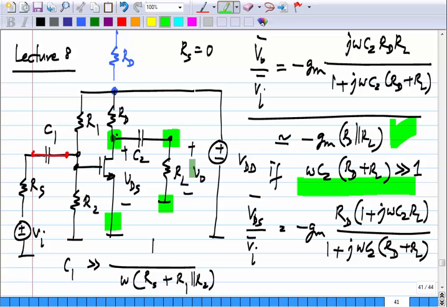Yeah. Yeah, it reduces the gain, that is the.